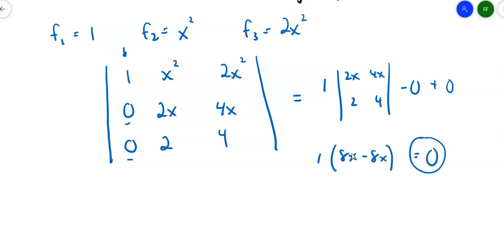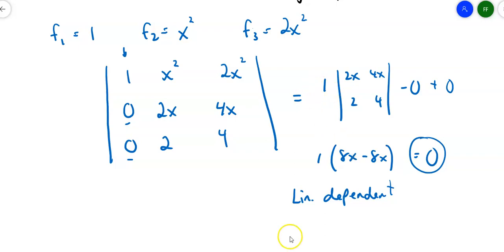That gives me 0. It gives me 0 for all values of x. No matter what I put in there for x, I'm getting out 0. So this is identically equal to 0. These are linearly dependent, because for every value of x, I get 0.